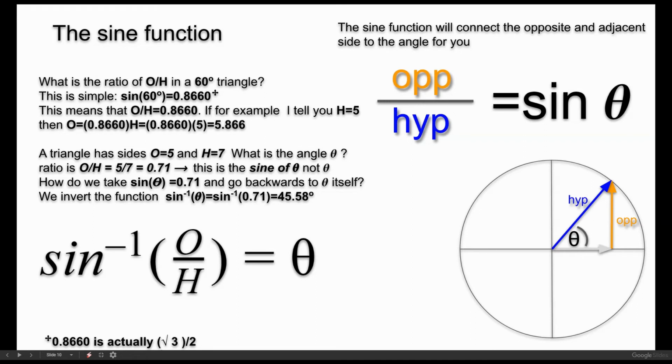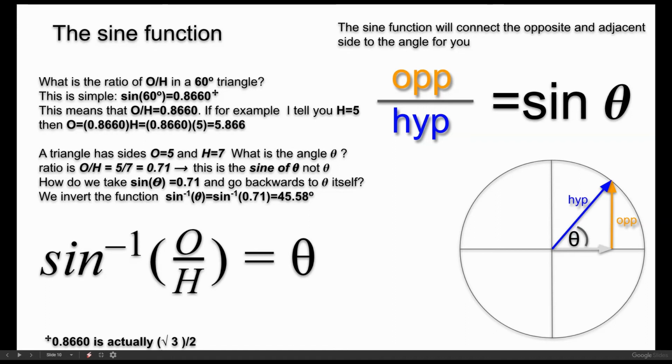Now, a triangle has sides 5 and 7. What is the angle theta? Well, if the opposite is 5 and the hypotenuse is 7, the sine function says it's 0.71. Now we've got to go backwards from the sine to the angle. And the way you do that is with the key sine to the -1.